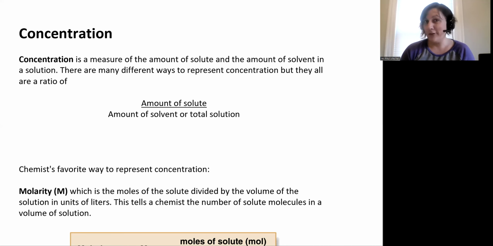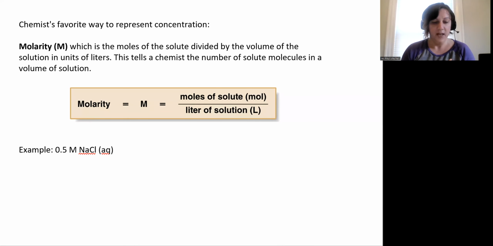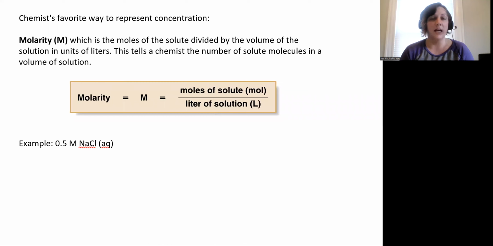So first I'm going to start with the chemist's favorite version because it's my favorite, and it's molarity, and it is abbreviated capital M. And this is the moles of the solute divided by the volume of the solution. And specifically, we make sure the volume is in units of liters. And this really tells a chemist the number of molecules that we have in that 1 liter of our solution.